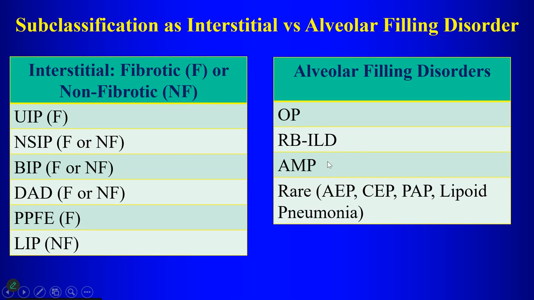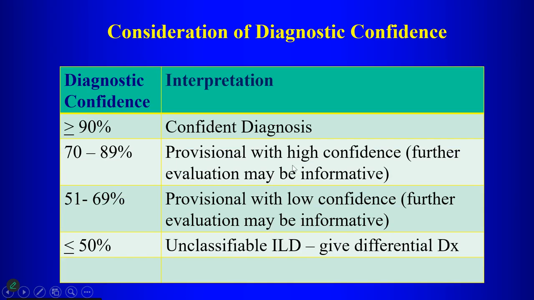And then the alveolar filling disorders, besides organizing pneumonia, RB-ILD, DIP, which is AMP, alveolar macrophage pneumonia, they've added all of this: acute eosinophilic pneumonia, chronic eosinophilic pneumonia, pulmonary alveolar proteinosis, lipoid pneumonia. Why these are now lumped under interstitial disease, I don't know, but that's what they have decided to do. Notice that they left out sarcoid. It makes no sense to me, but this is what they've decided to do.